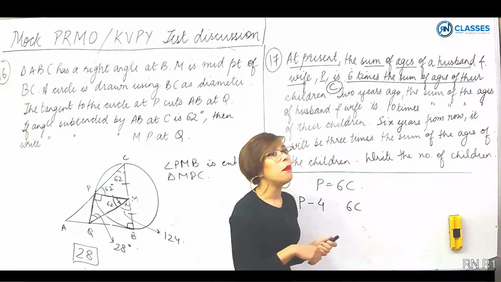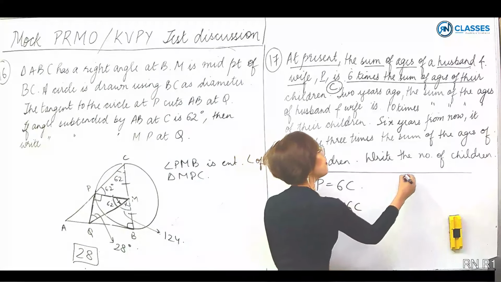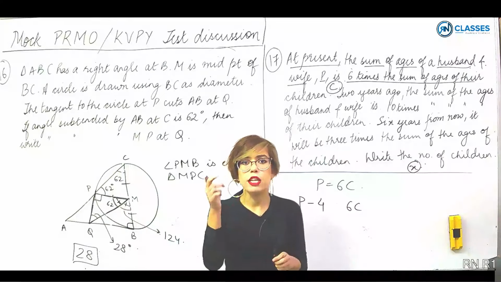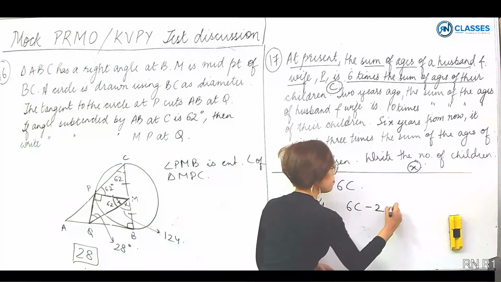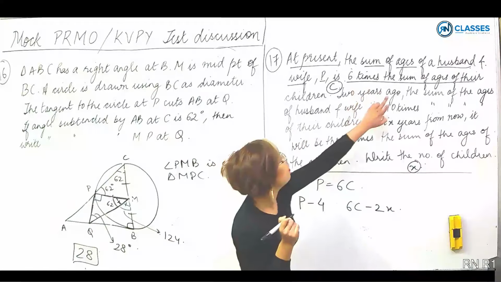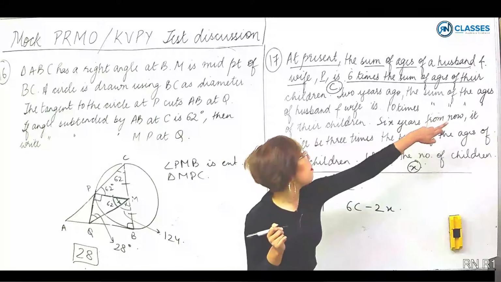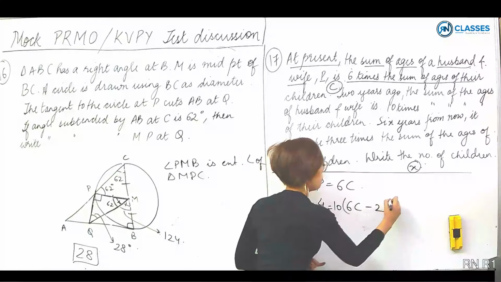Now, since I don't know how many kids there are, in fact, that I need to find out, let me suppose that the number of kids is X. For each child, I need to reduce 2 years. So that means 60 minus 2X. He says 2 years ago, the sum of the ages of husband and wife, as in this, is 10 times the sum of the ages of their children. So this is equal to 10 times this.